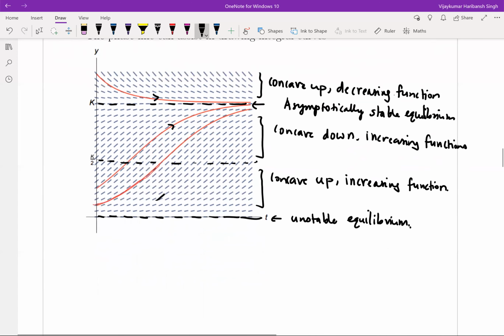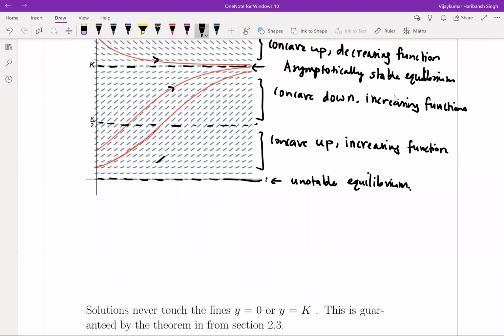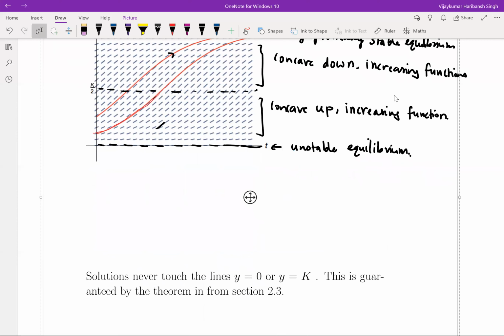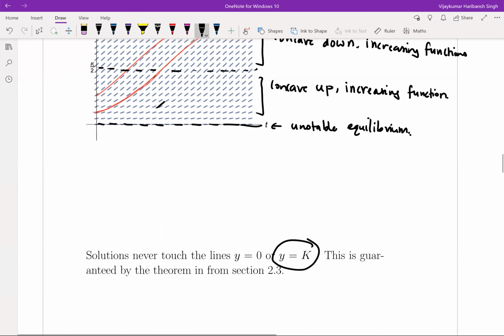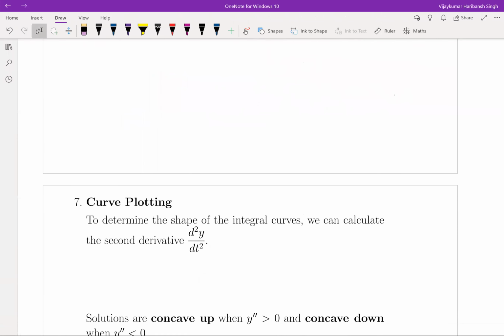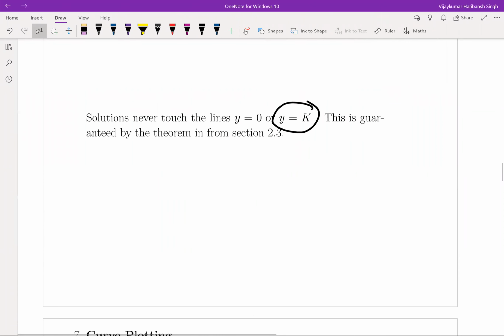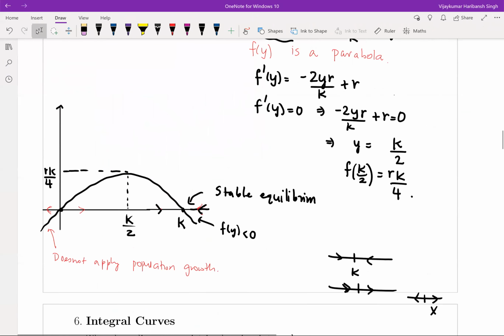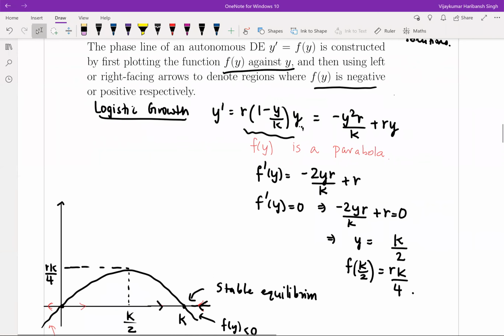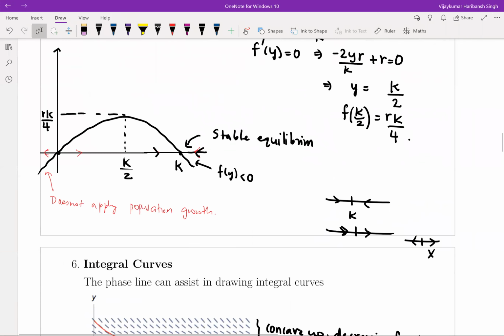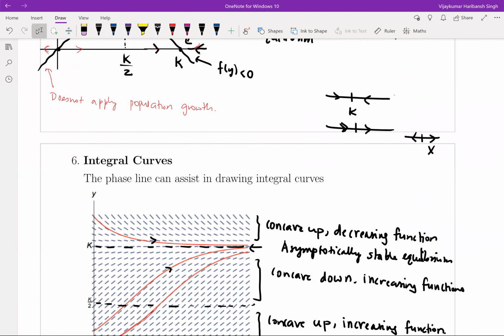Note that these solutions will never touch the lines y equals 0 and y equals K, because this is guaranteed by the theorems from 2.3, all right? Why? Because these are equilibrium solutions and the solutions do not intersect, right? So that is what we are guaranteed. Now again, the question is, how can we read all this from the phase line? What information? The information about the shape of the integral curves.